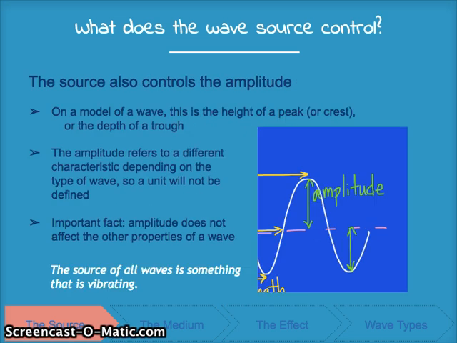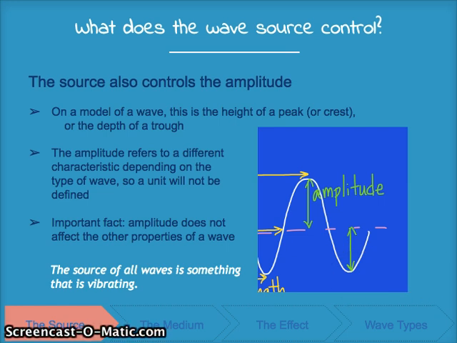The wave source also controls the amplitude of the motion. The amplitude refers to the height of the wave. If it's a spring or a slinky wave, what's called a transverse wave, then the amplitude is measured from the center point, what's called the equilibrium line, to either the crest or the trough, one of the high peaks or one of the low peaks.